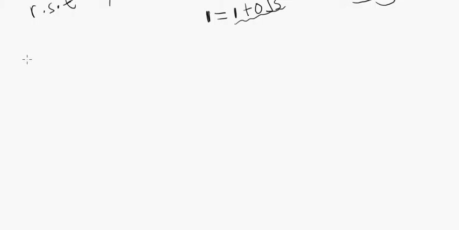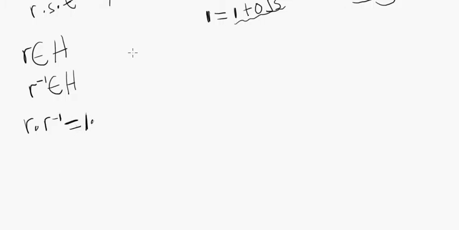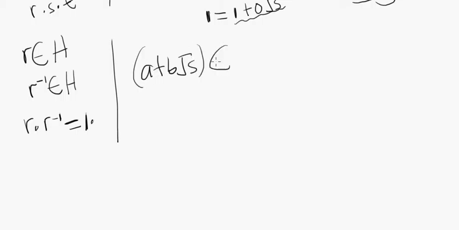Inverse just means, for any R element of big H, our set, we need to find some element R inverse. R inverse must also be an element of H, such that R times R inverse does indeed give us the identity. In this case, the identity is 1. So let's pick an arbitrary element of H. Let A plus B root 5 be an arbitrarily chosen element of H. If it's an element of H, it can't be 0, and this is particularly important. So we're going to guess what the inverse is. It's going to be what you'd hope it is.